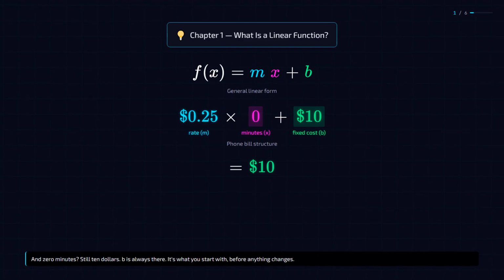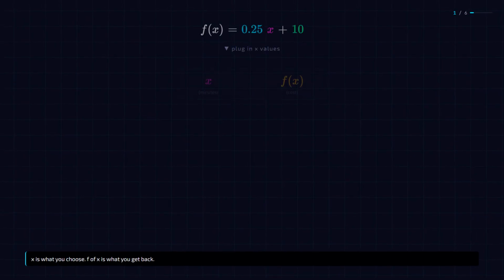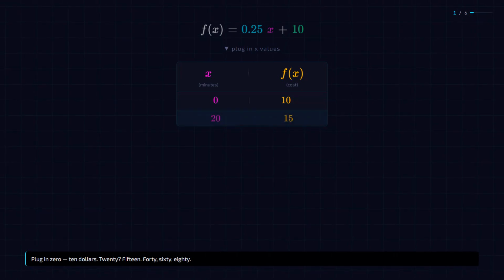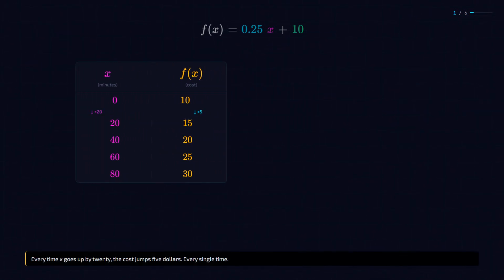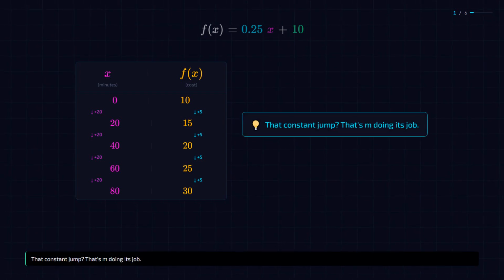B is always there. It's what you start with, before anything changes. X is what you choose. f of x is what you get back. Plug in 0, $10. 20, 15. 40, 60, 80. Every time x goes up by 20, the cost jumps $5. Every single time. That constant jump? That's M doing its job.